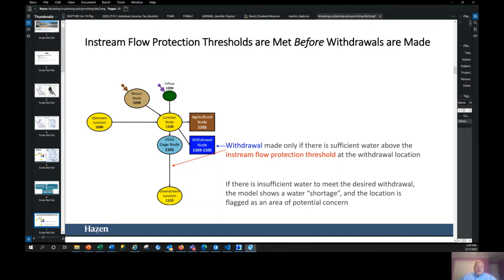Resulting flows were then compared to limits defined at planning nodes, identifying as gaps those times when flows fell below thresholds. In Beam, on the other hand, the in-stream flow is given precedence. Withdrawal is simulated only to the extent that there is sufficient water above the threshold at the withdrawal location. Resulting withdrawals are then compared to demands, identifying as shortages those periods where demands cannot be met while protecting flow thresholds. These periods are then flagged during planning and permitting exercises as areas of potential concern.